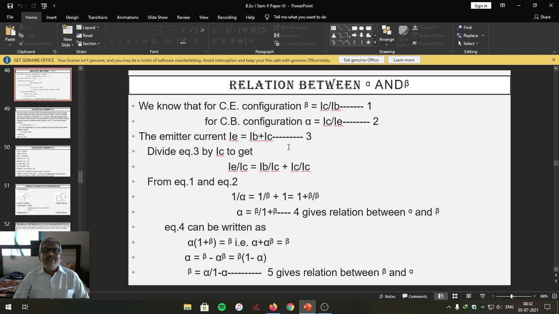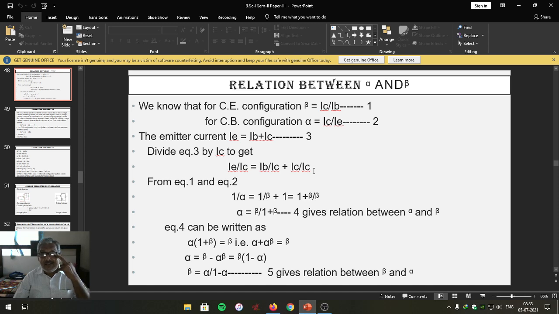Student friends, derivation is very easy. Try to follow the steps along with me. Now divide equation number 3 by collector current IC. After dividing equation number 3, that is IE is equal to IB plus IC, on both sides, we get IE upon IC is equal to IB upon IC plus IC upon IC.